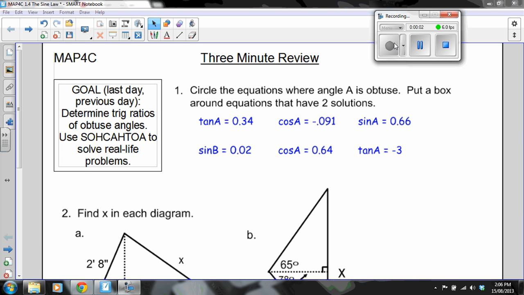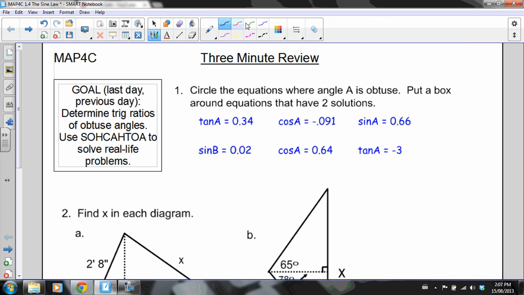This is MAP4C, day 5. The lesson is 1.4, the sine law. We see yesterday's goal, and we've got a few things to do in the 3-minute review.